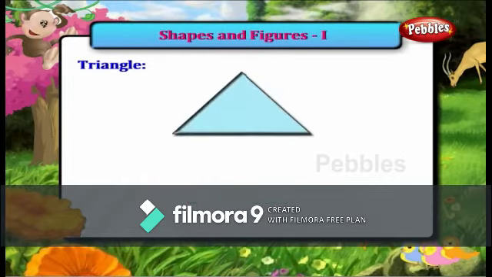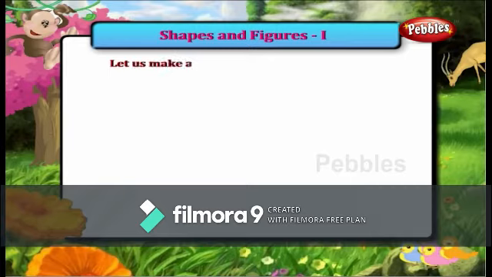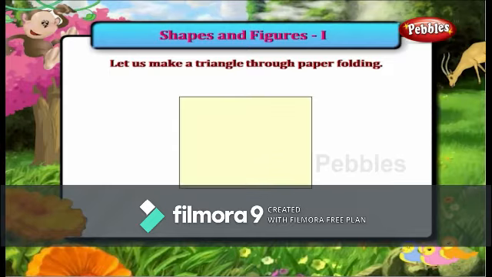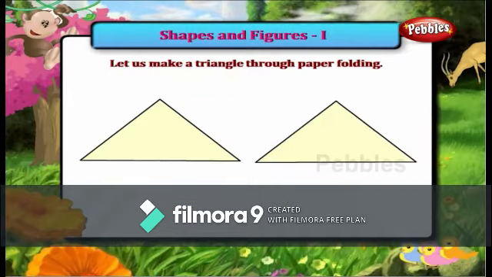Triangle. This is a triangle. Let us make a triangle through paper folding. Take a paper and cut it along its diagonal. We get 2 triangles.